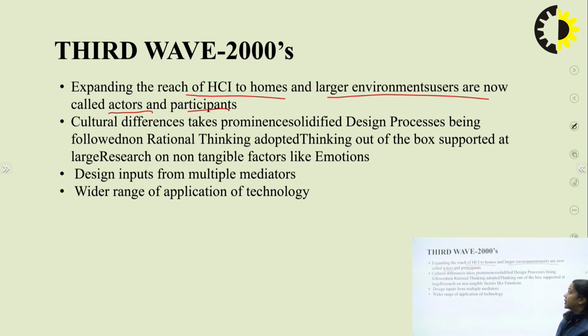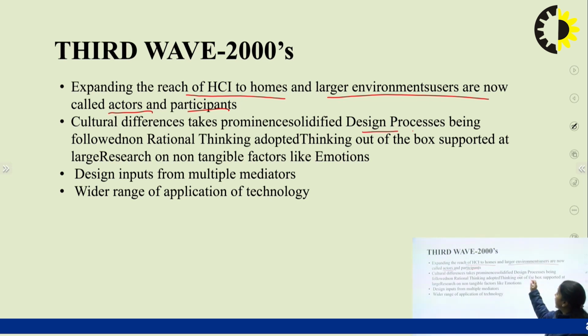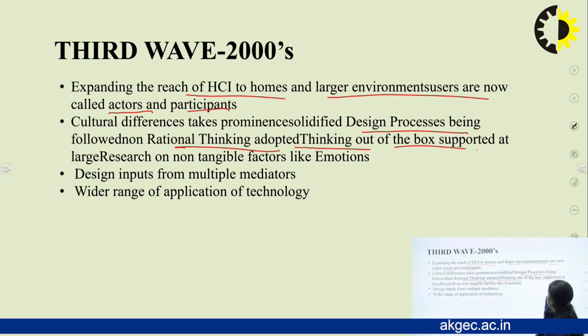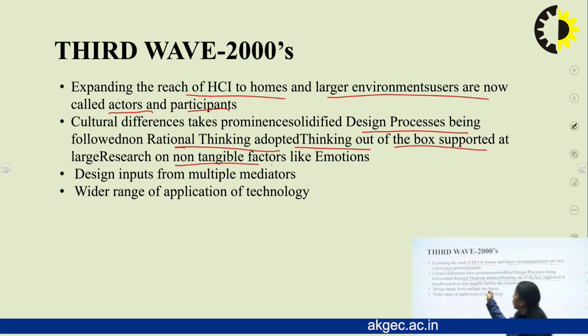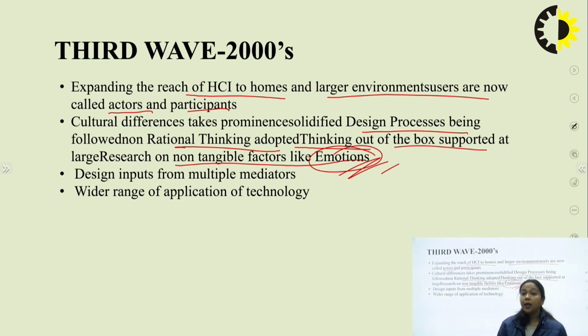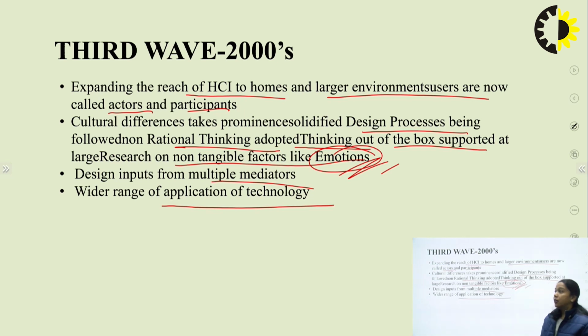Cultural difference takes prominence in the design process being followed. Rational thinking, adopted thinking, and out of the box thinking are supported at a large scale, including non-tangible factors like emotions. That means now all this design will come out of the box. It will be supported by a large research base. Non-tangible factors like emotions are also getting affected and supported in the third wave of human computer interface. This design takes input from multiple mandatories and a wider range of applications.